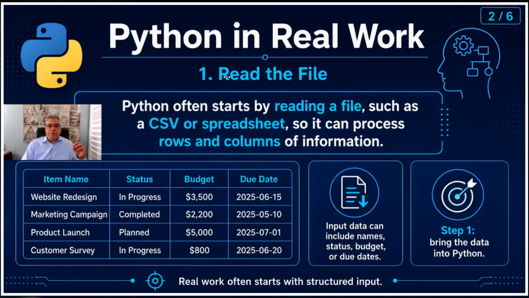The first step, you give Python the file. You give it as CSV or a spreadsheet. You upload it, or you give Python the location. So then Python will read the file. This file could have information such as item name, status, budget, due date. Python will analyze all of this information and it will be ready for you, so with your request, what you want to do with this information.